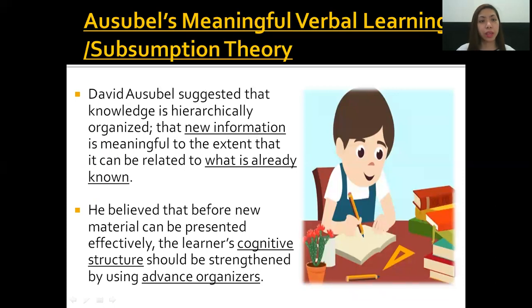Let us move on to David Ausubel's meaningful verbal learning or subsumption theory. He suggested that knowledge is hierarchically organized, that new information is meaningful to the extent that it can be related to what is already known. He also believed that before new material can be presented effectively, the learner's cognitive structure should be strengthened by using advanced organizers.